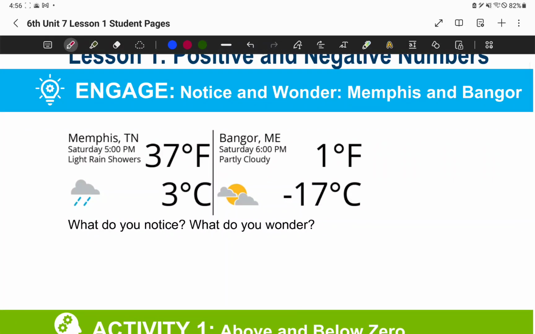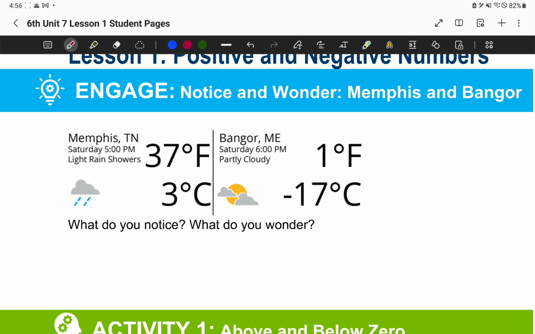Like, there's different temperatures in each city. There's 2 temperatures in each city. The temperatures have different letters. There's a minus sign on one of the temperatures. The times are different. Okay, things like that. They have different weathers.